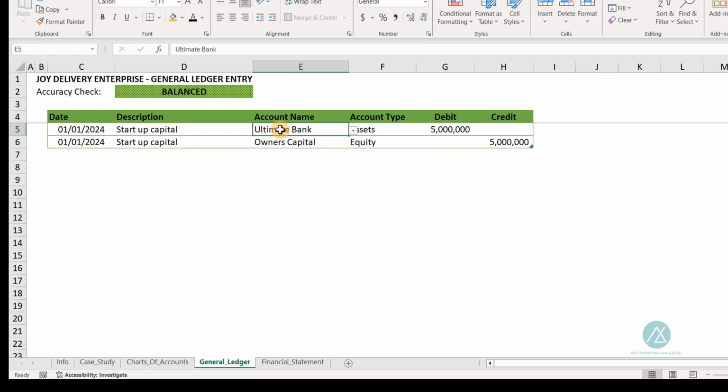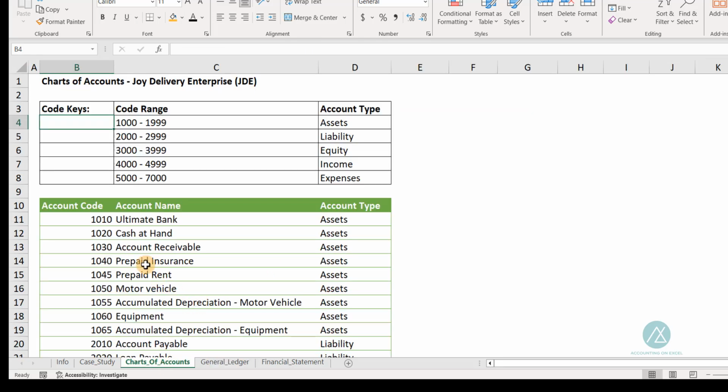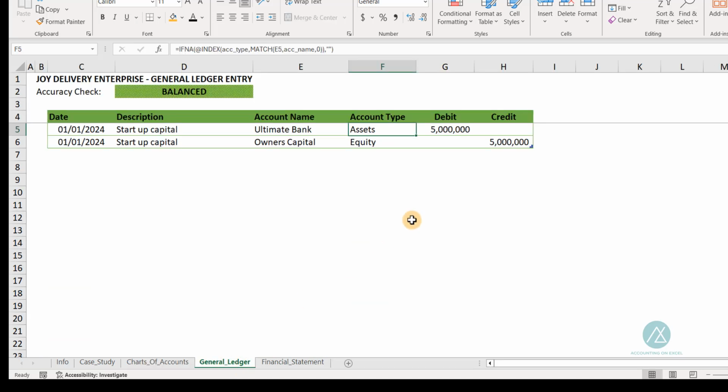So you select it because the bank amount will increase, and assets, when you debit it, it increases. So the account type here will just pop up immediately. And this is a formula cell. You don't need to tamper with it. So whatever you select here, it will give you the relevant account type. And all this, you can see it is generated from this chart of accounts section, right? So you put in the amount, 5 million.